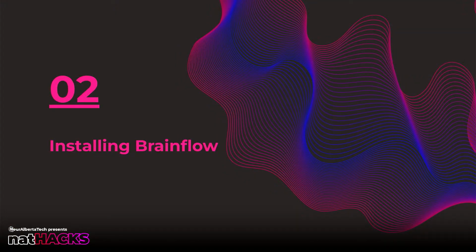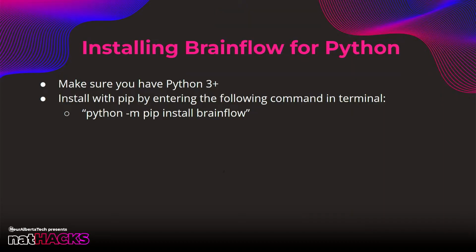So let's now talk about how you can go about installing BrainFlow. The first thing you need to do to install BrainFlow for Python is make sure you have a somewhat recent version of Python, Python 3 point something, and then you should be able to install BrainFlow. It's pretty easy. If you're on Windows, Mac, or Linux, I believe it's the same. You should be able to go into your terminal and type the following command without the parentheses. But if you do have the notebook installed, you shouldn't have to do this. I'll go over it real quick.